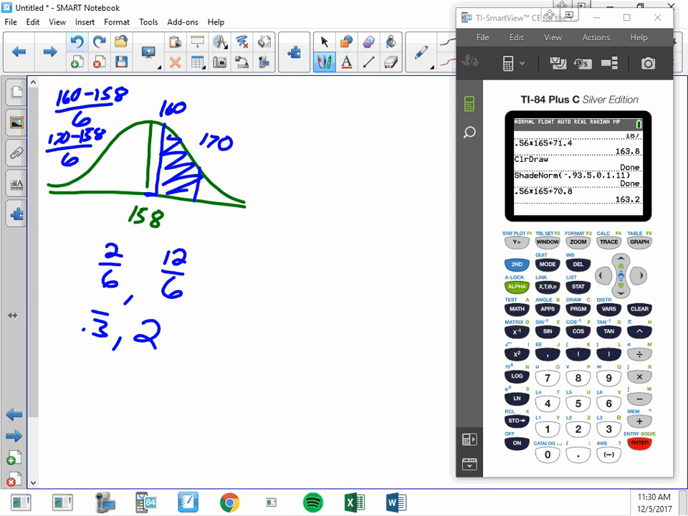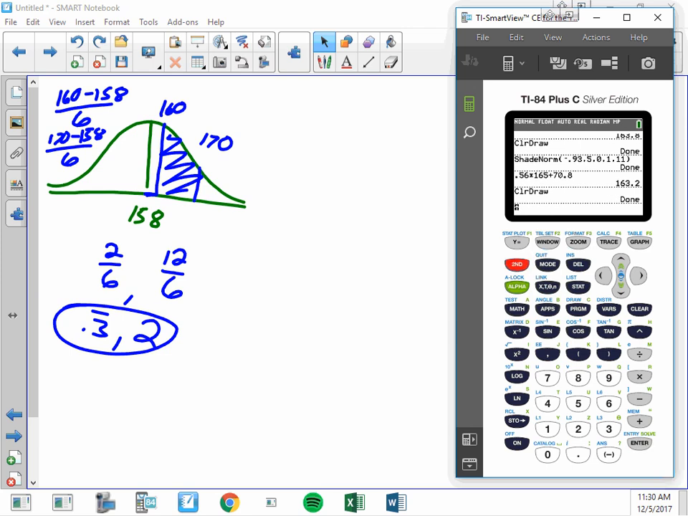Yes, we need two z-scores in this case. And we definitely want to use shade norm. You don't want to use the table. The table, you could do it with the table, but it would be really confusing. So we need to shade norm from 0.3 repeating to 2. So clear out your draw. And then shade norm from 0.333 to 2.